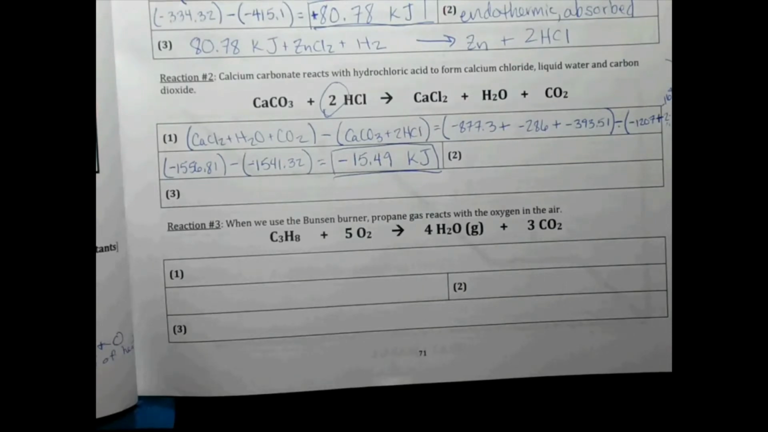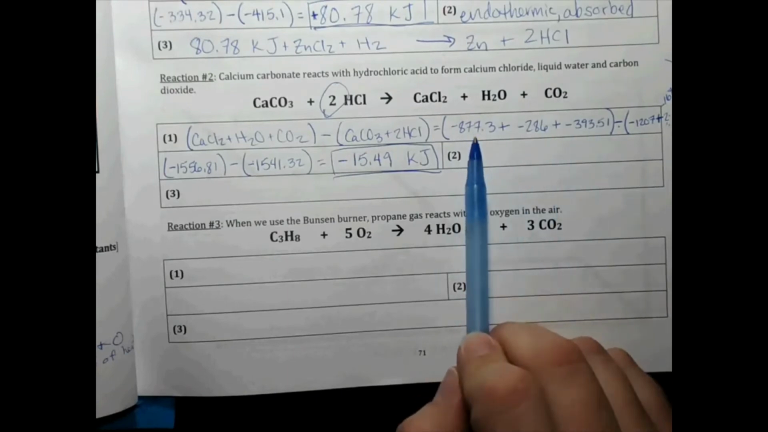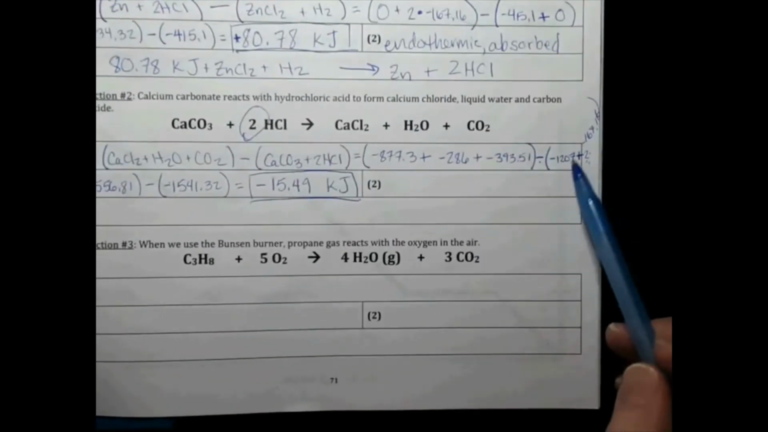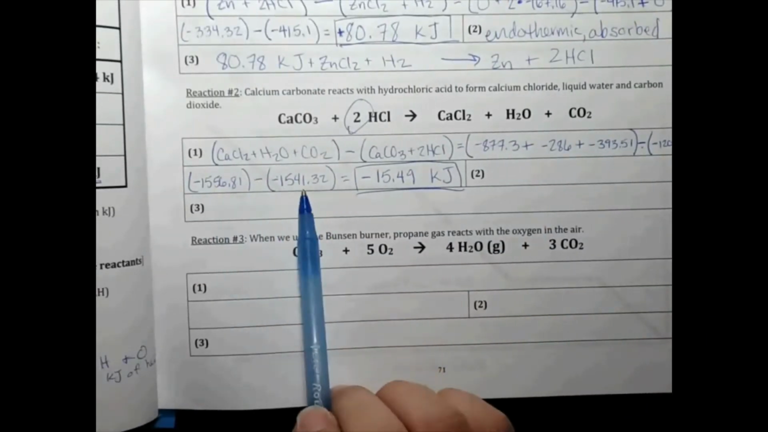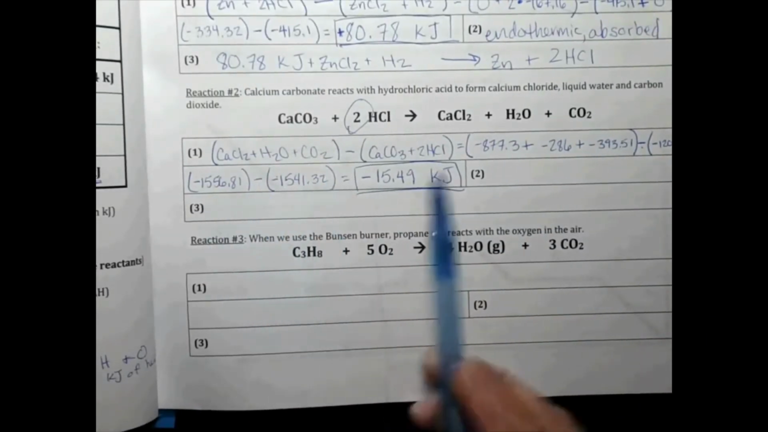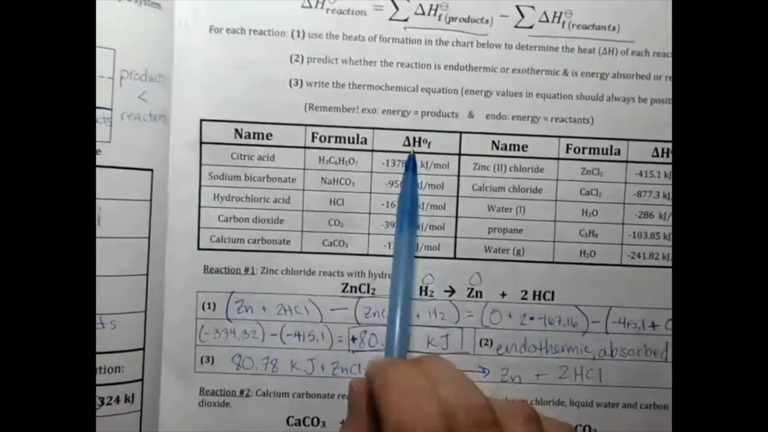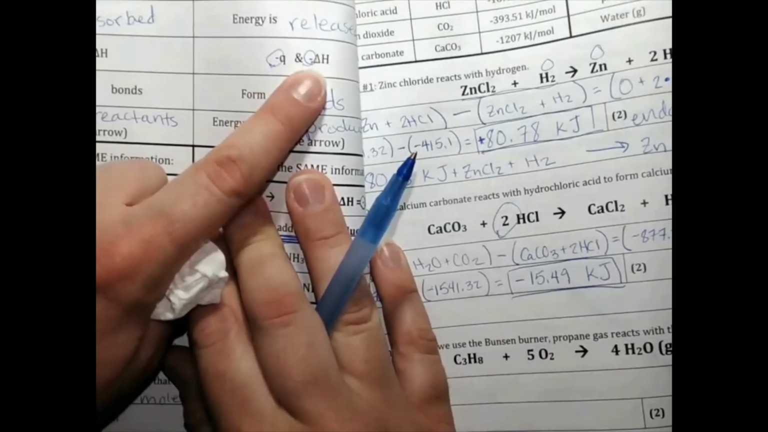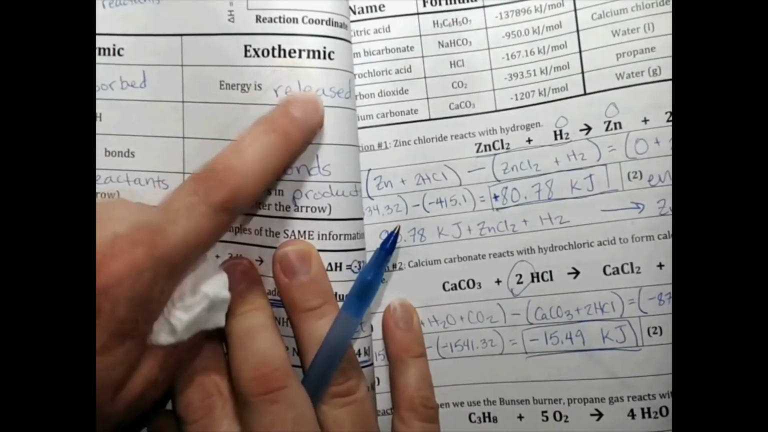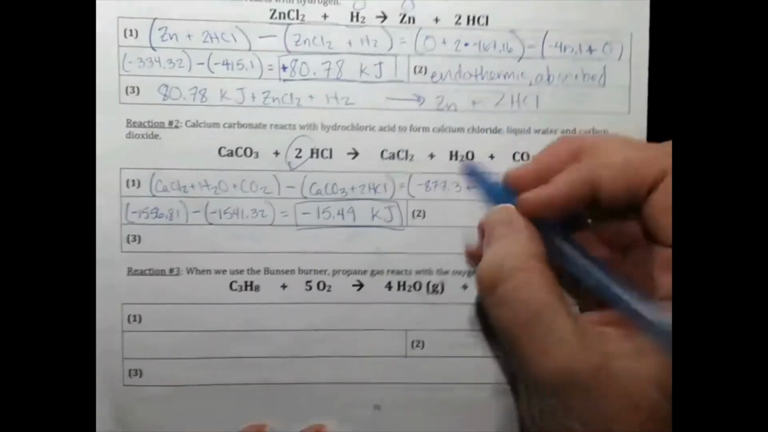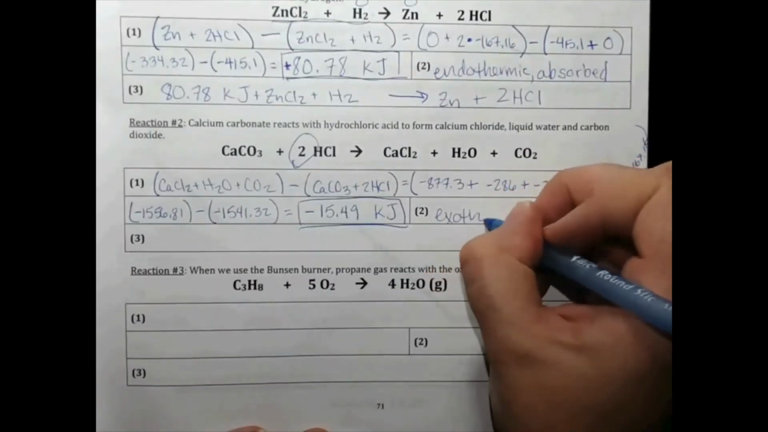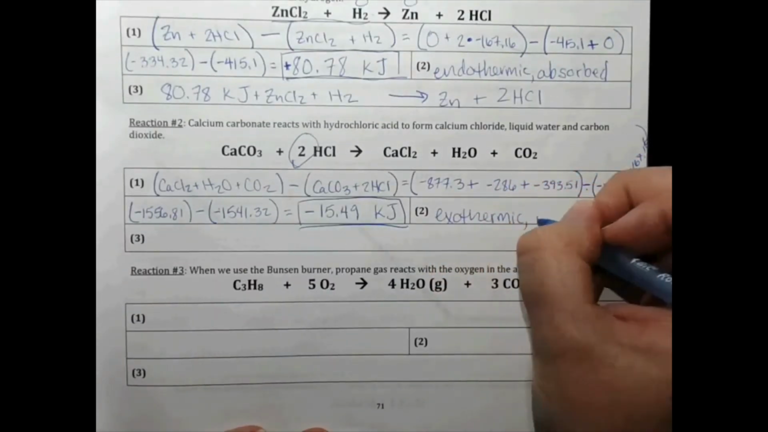So for step 1, every time I add up all the products, I separately add up all the reactants using the chart. And then once I have the total products and the total reactants, I just subtract products minus reactants to get this number. For step 2, we're just saying endo or exo, absorbed or released. We got a negative number here. And when we get a negative number, that means we're looking at an exothermic reaction and energy is released. So for step 2, I can just write exothermic, comma, released.